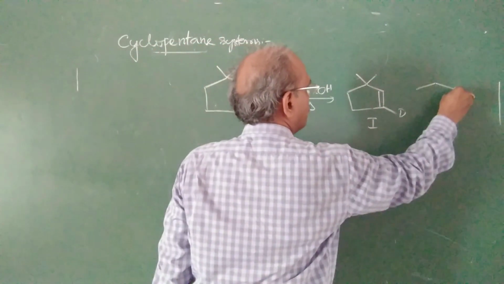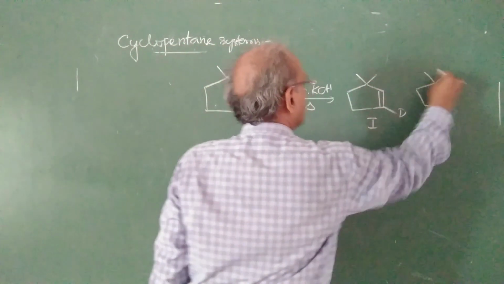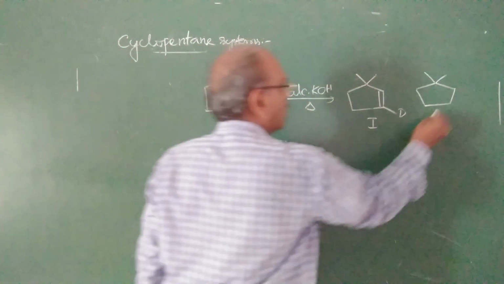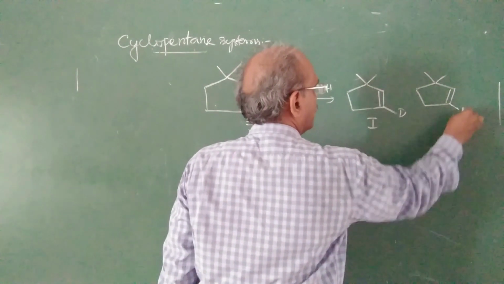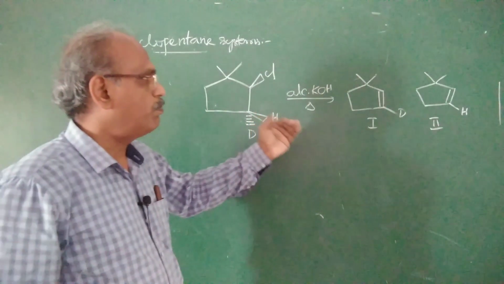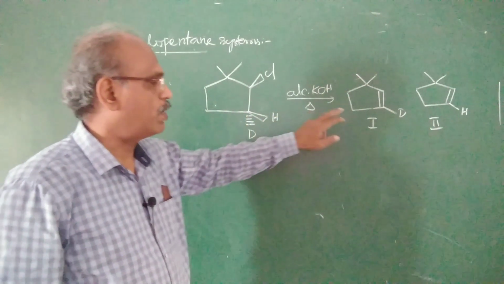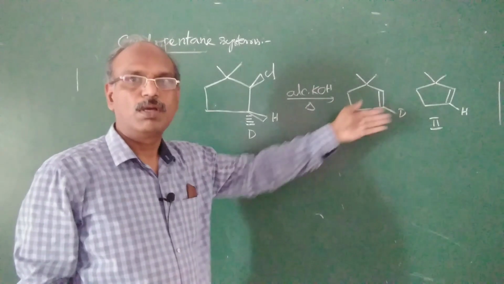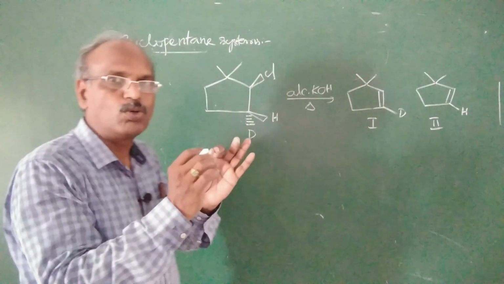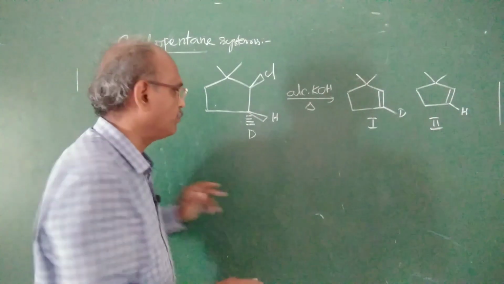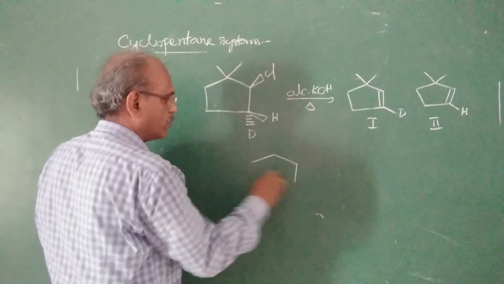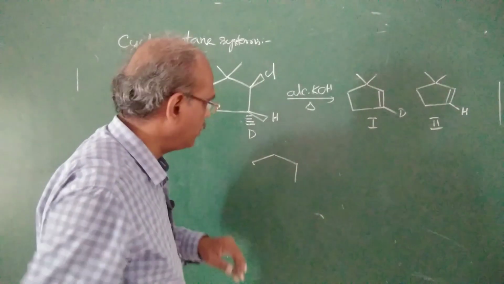Another possibility is Cl from this carbon and removal of deuterium from this carbon. So a double bond forms, and the remaining one is H. Now again we have to see which is the probable product, product 1 or product 2 or both. You have to check it. Let's see, very clear, based on coplanarity for the E2 reaction. We can decide based on coplanarity only.